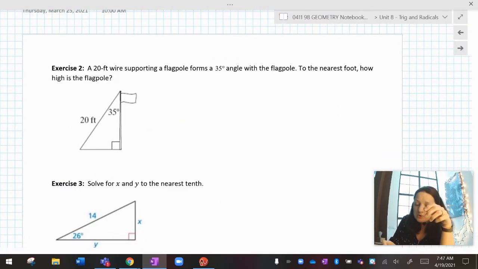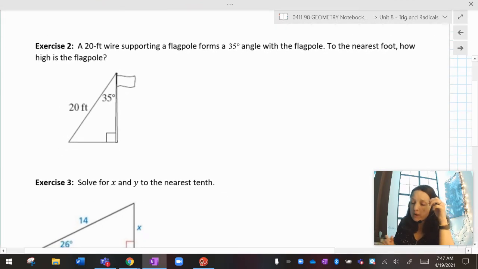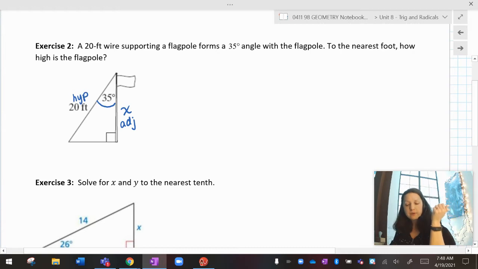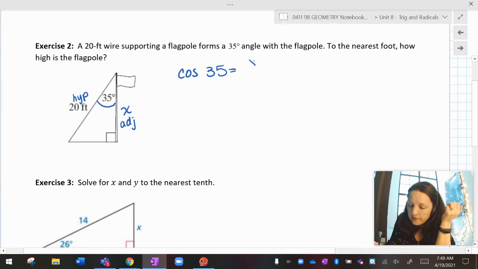Okay. So a 20-foot wire supporting a flagpole forms a 35-degree angle with the flagpole. To the nearest foot, how high is the flagpole? So again, indirect measurement to figure out the height. From the perspective of 35, the x that I really want is the adjacent side. That 20 is across from the 90-degree angle, so that's my hypotenuse. So then I think, all right, what trig relationship relates adjacent to hypotenuse? Well, that's cosine. The cosine of 35 equals the adjacent side over the hypotenuse.